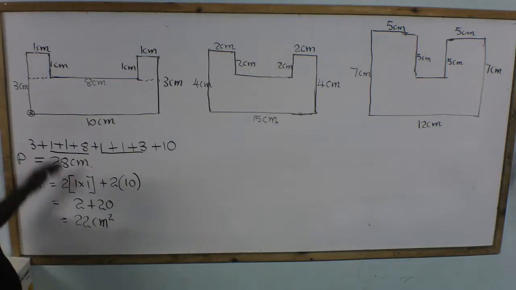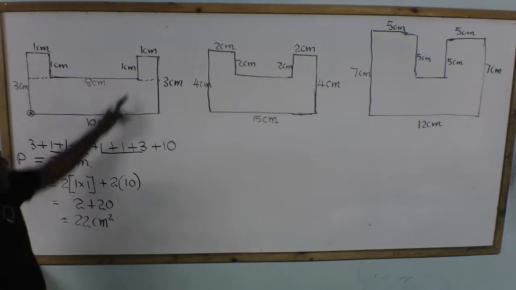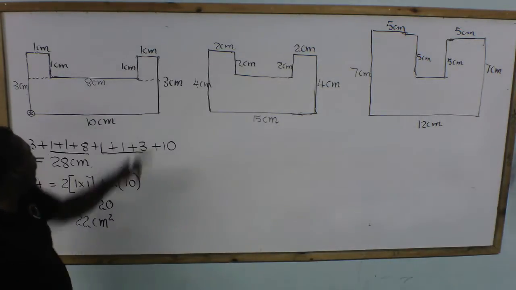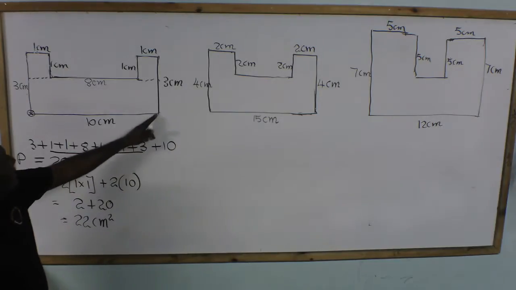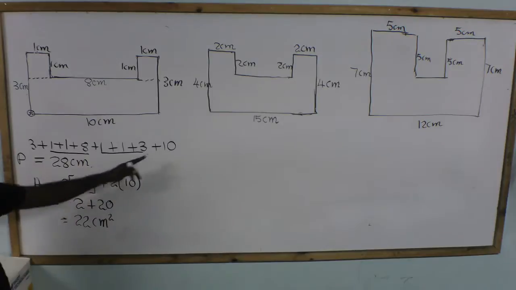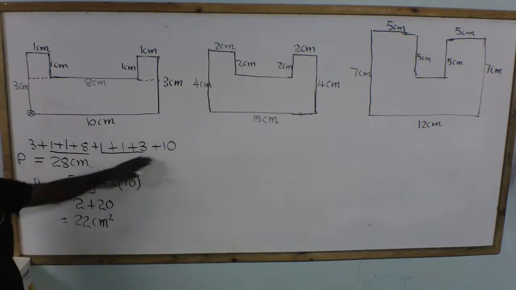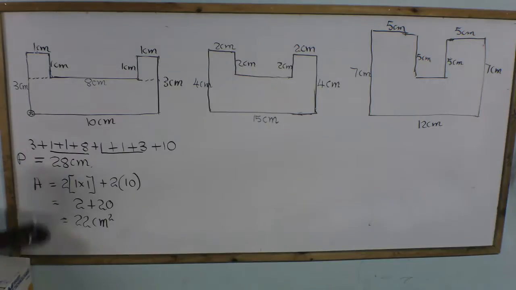So we may verify what we have done so far. The perimeter, 3 plus 1 plus 1, we have that right here, 3 plus 1 plus 1 plus 8. Then we have plus 1 plus 1 plus 3. And then this one all the way here is 10. When we add those, we get 10 here, 10 there, and 15 there. So we'll end up with 28.